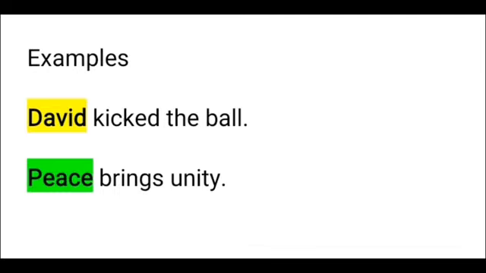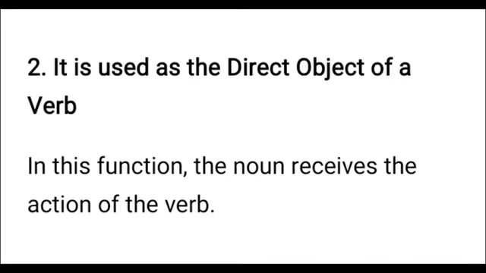The second sentence, peace brings unity. Peace here is a noun and functions as the subject in the sentence. Function number 2, it is used as a direct object of a verb. What does that mean? It means that it receives the action of the verb. The verb, in this case, is usually a transitive verb that passes an action to the direct object.